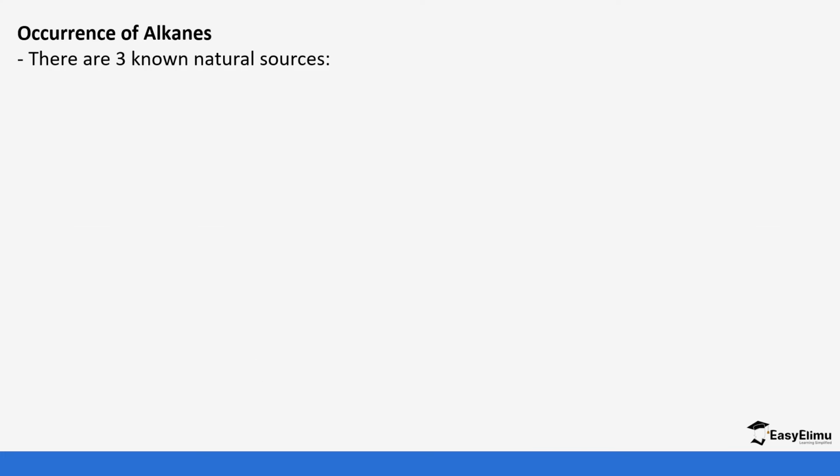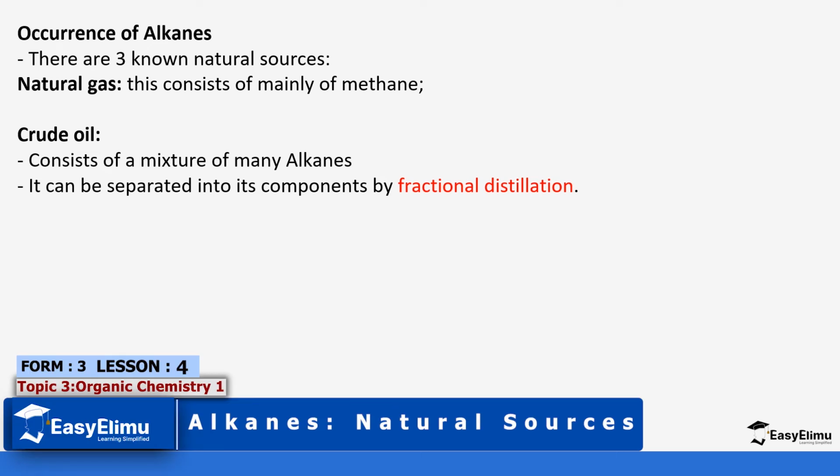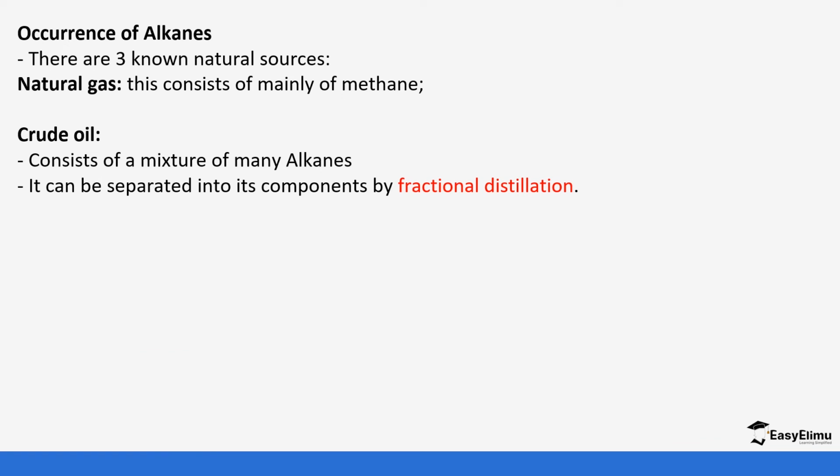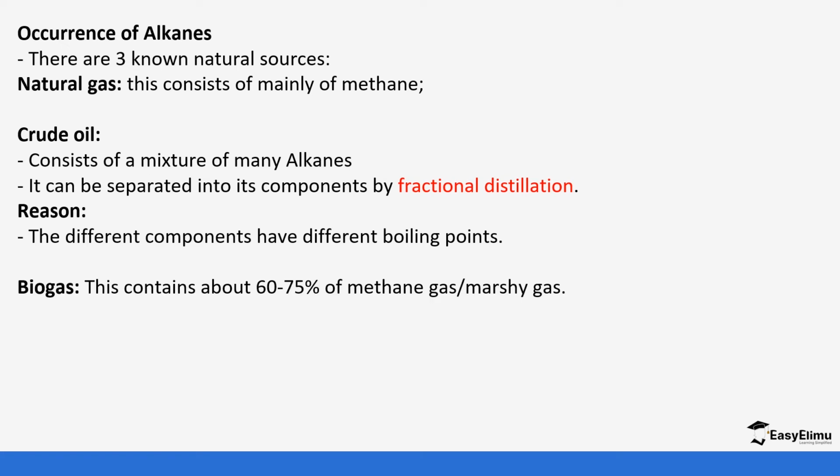There are usually three natural sources of alkanes. First, we have natural gas, which usually consists mainly of methane. And then we have crude oil. Crude oil is a mixture of many alkanes. It can be separated into its components by fractional distillation. The reason it's possible to separate these different fractions is because they have different boiling points.